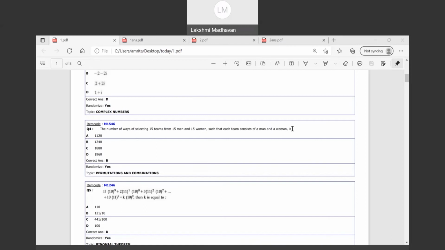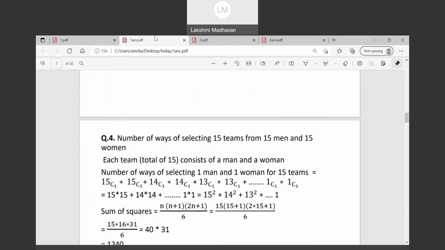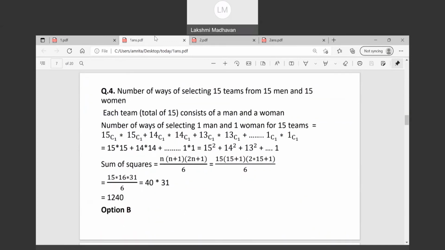The number of ways of selecting 15 teams from 15 men and 15 women such that each team consists of a man and a woman. This is a very simple question, but it's really tricky. So I want to have 15 teams, and the number of data I'm having is 15 men and 15 women.